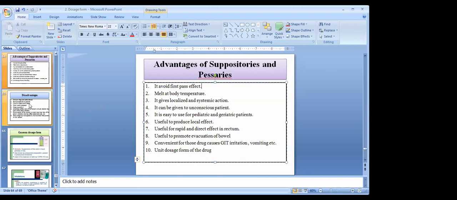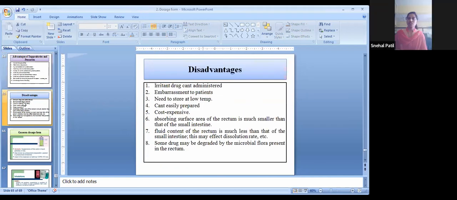So we see the next point, the disadvantages of the suppositories and the pessaries. First, irritant drugs cannot be administered. Those drugs that produce irritation in that local part cannot be administered by suppository. The next is the embarrassment to the patient. During the insertion of the suppositories and the pessaries into that body cavity, it is an embarrassment to the patient. So these are the disadvantages of the suppository.